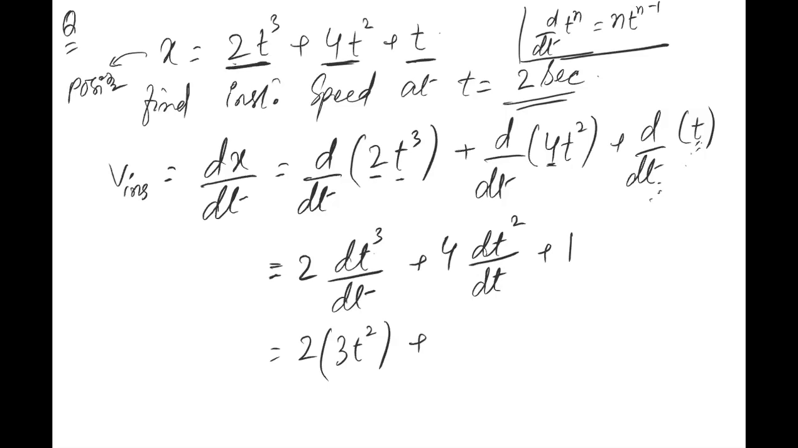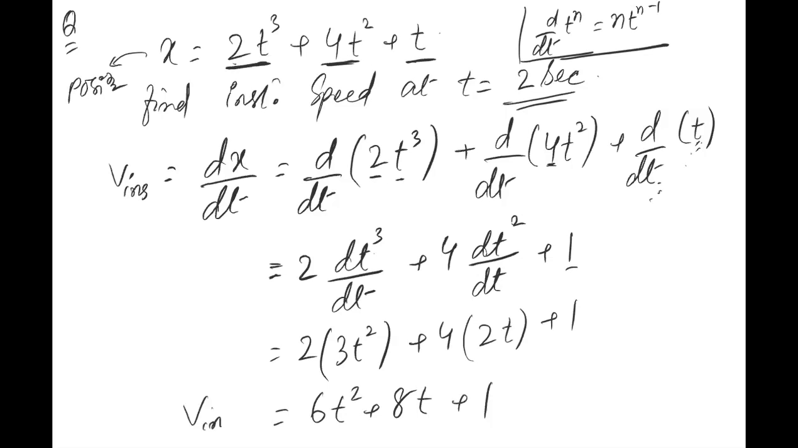Plus 4 into d/dt of t². The differentiation of t² would be 2t, and this we have already got as 1. So this can be written as equal to 6t² plus 8t plus 1. This is the equation for instantaneous speed. Tell me whether you have understood this or not. Yes or no? Yes, sir.